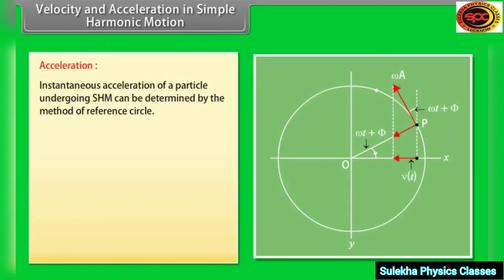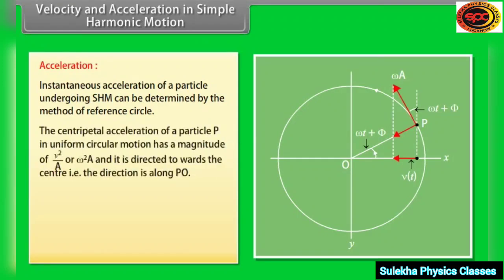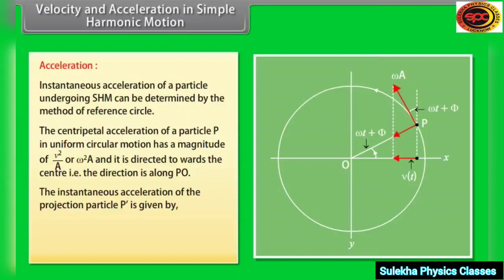Instantaneous acceleration of a particle undergoing simple harmonic motion can be determined by the method of the reference circle. The centripetal acceleration of a particle P in uniform circular motion has a magnitude of v²/A or ω²A, and it is directed towards the center, that is, the direction is along PO. The instantaneous acceleration of the projection particle P' is given by a(t) = −ω²A cos(ωt + φ) = −ω²x(t).